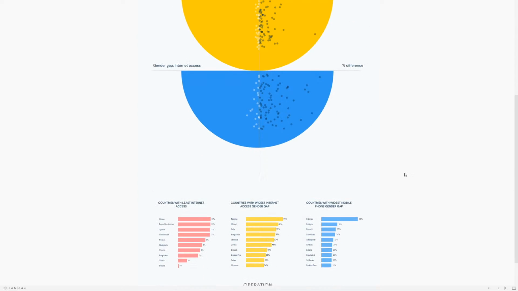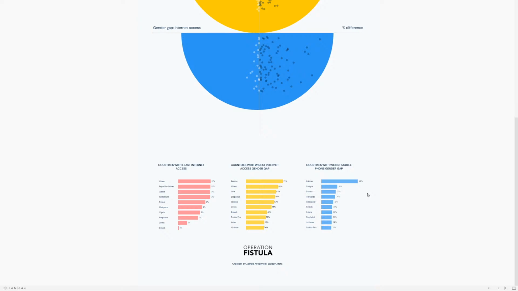Yeah, I agree. I think some annotation would just take it to the next level and make the story really crystal clear. And I think the space is there. And I love that as we scroll down, we have a summary, almost. And this doesn't talk about top or greatest. It talks about least internet access, which is then related back to the red circles, and then the widest internet access gender gap and the widest mobile gap.